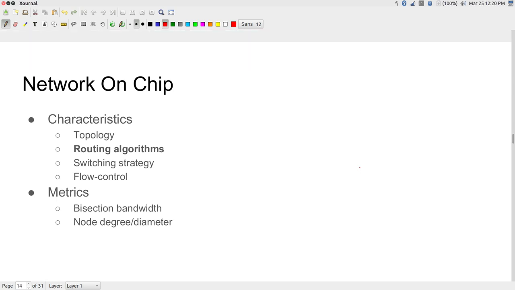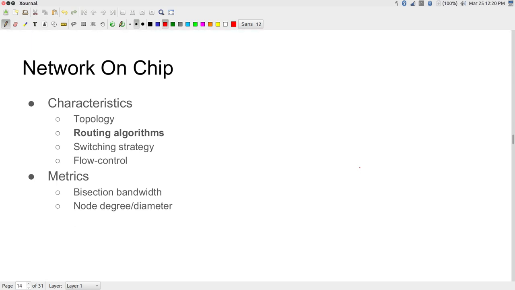Okay, so that takes care of the metrics that we are usually interested in to understand the different kinds of network on chip topologies, right? Now let's look at the implementation aspects.